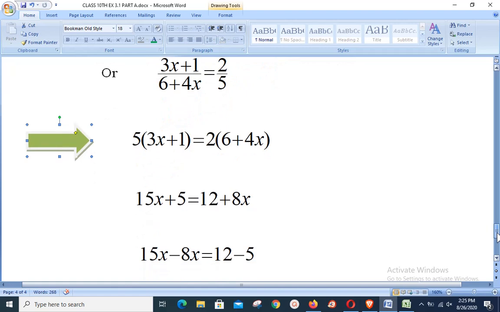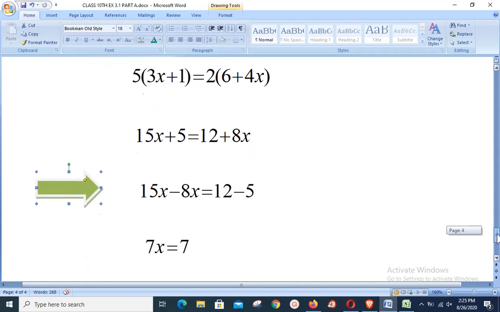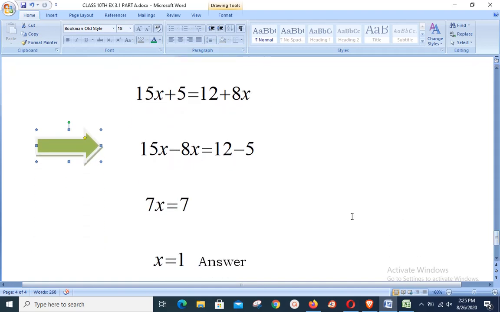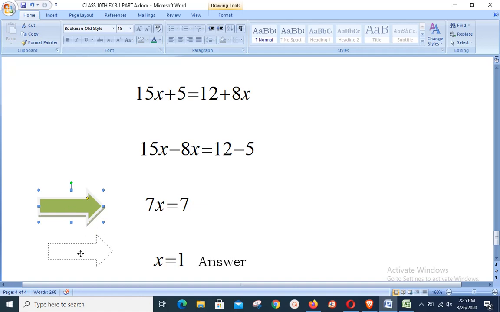Now applying the cross multiplication method, we have 5 multiplied by 3x plus 1 is equal to 2 into 6 plus 4x. Multiplying and opening the brackets, we have on the left hand side 15x plus 5 is equal to 12 plus 8x. Arranging the variable x on the left hand side and the constant numbers on the right hand side, we have 15x minus 8x is equal to 12 minus 5, that is we got 7x is equal to 7. Dividing both sides by 7, we have x is equal to 1 as our answer.